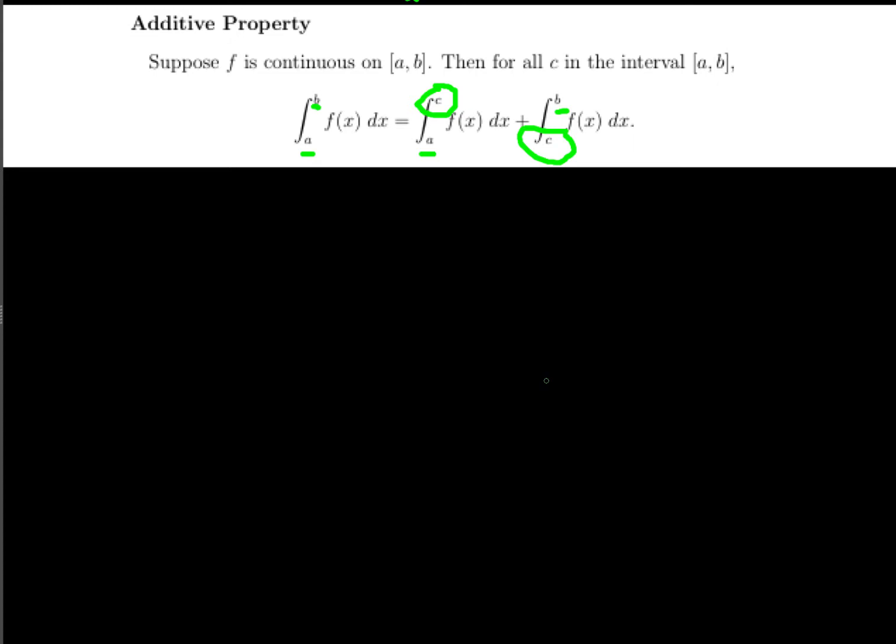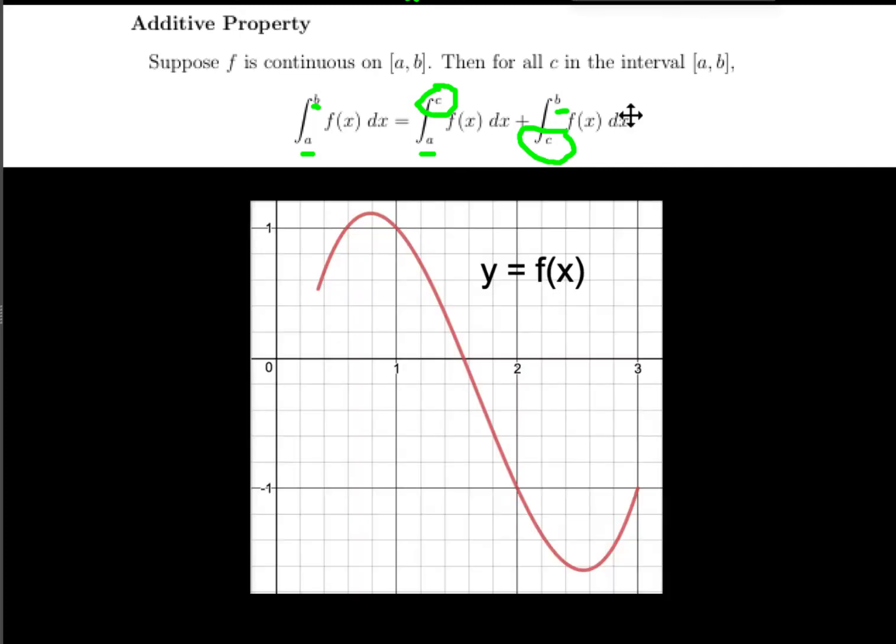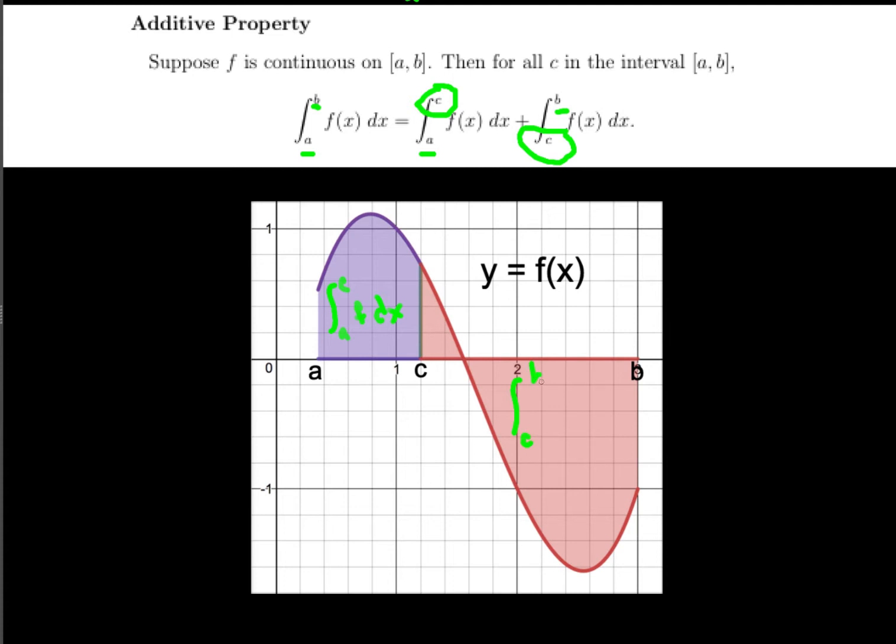And again, the book does a very good job of demonstrating this additive property. It uses the rectangle property to prove it. But here I'm just going to use a general graph to show why this should be true. So here we have the graph of some arbitrary function, y equals f of x. And a is the left endpoint here, and say b is the right endpoint here. And we're going to take c to be some value in between, say here. Then the integral from a to c would be this region here. This is the integral from a to c of f dx. And then this red region would be the integral from c to b of f dx.